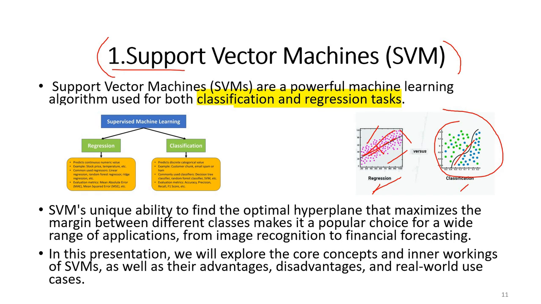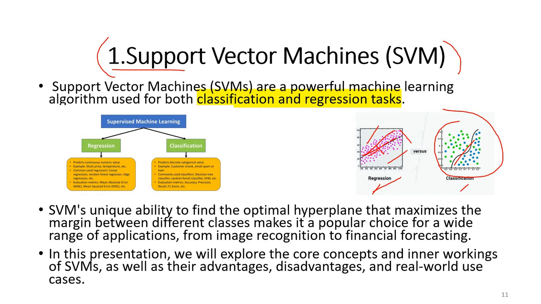Now we are talking about the kernel trick. What if data is not linearly separable? No problem. SVM uses something called the kernel trick. Popular kernels are linear, polynomial, RBF, and sigmoid. These are the kernel functions. The kernel trick transforms data into a higher dimension where separation becomes easy, without actually computing that dimension. This is pure mathematical magic.